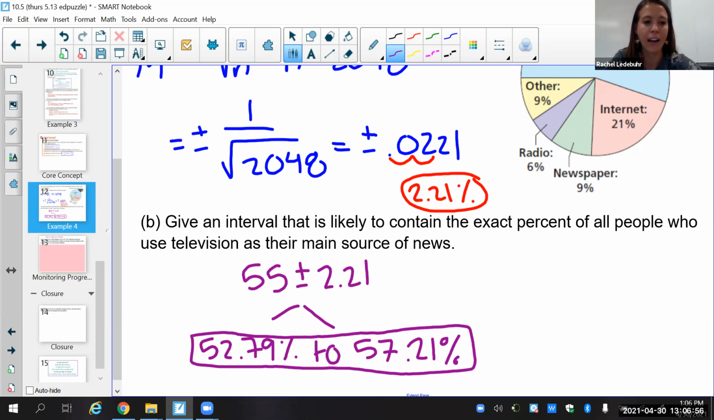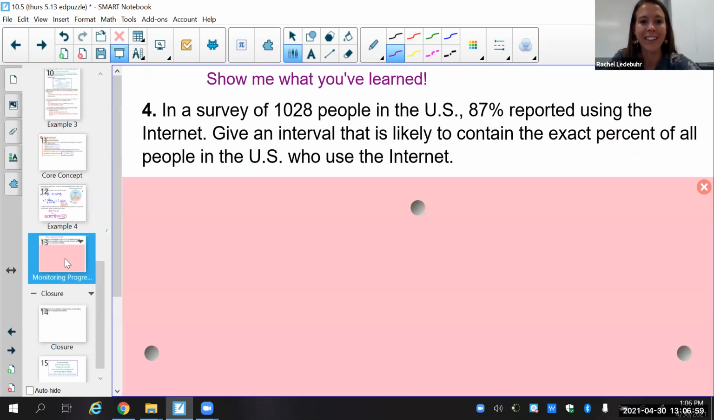Okay, last skill to test out for me. Take a second, show me what you've learned. In a survey of 1,028 people in the US, 87% reported using the internet. Give an interval that is likely to contain the exact percent of all people in the US who use the internet. Ready, go.